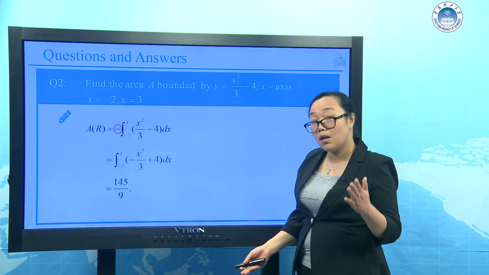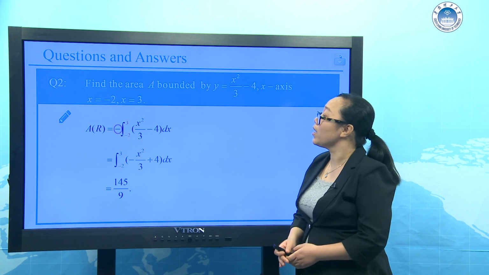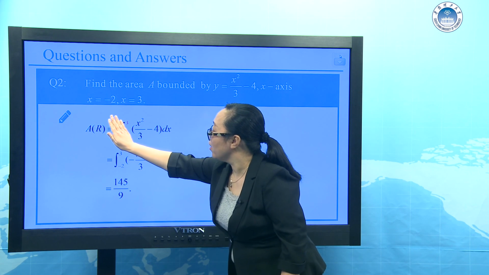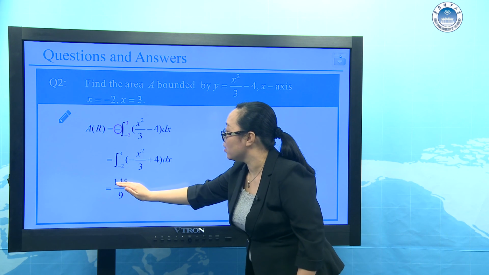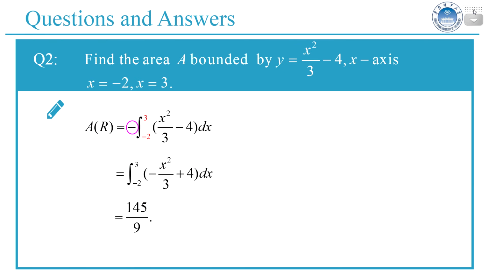So now you can understand the question. If you don't write this sign, you get -145/9. It's wrong. Why? The area should be positive.